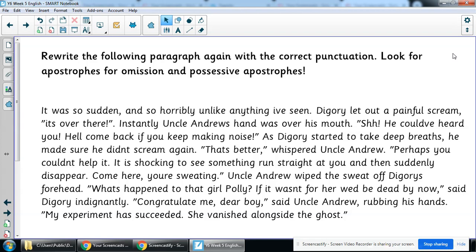And those that have super neat handwriting and include their punctuation correctly will get double dojos. So I'm feeling extra generous. So yeah, please take a picture, make sure it's a clear one so I can see your work. And I look forward to reading your work.